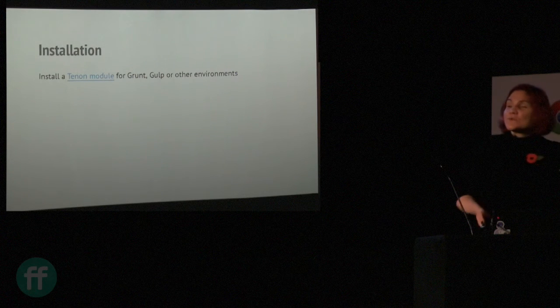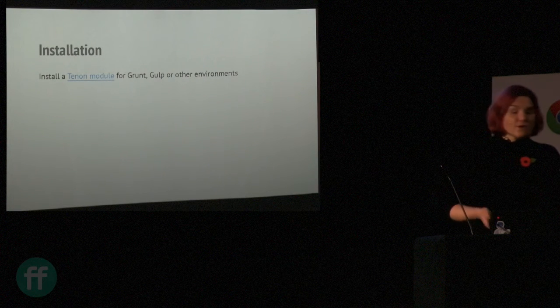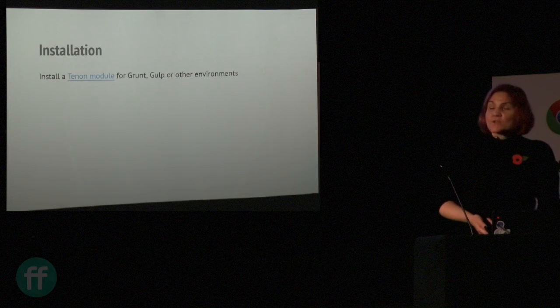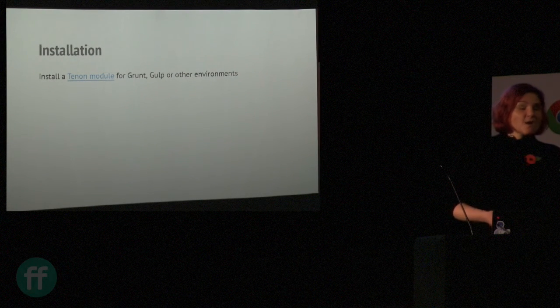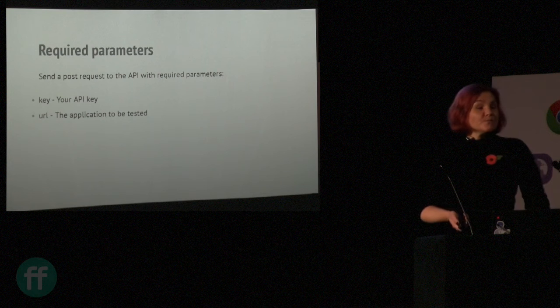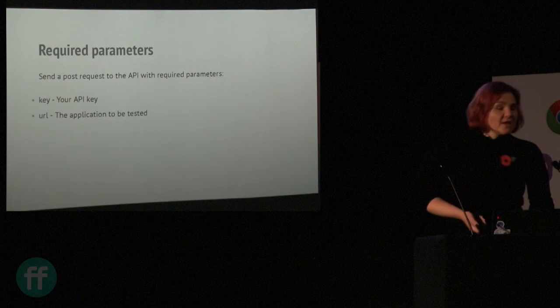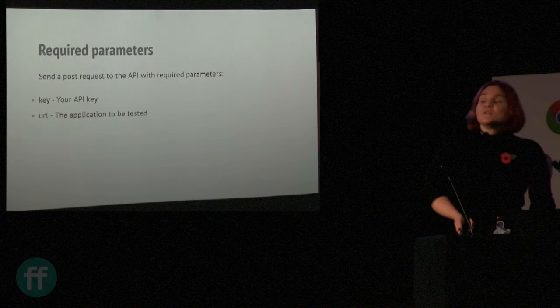There are all sorts of modules pre-made for Tenon already, so if you're using something like Gulp, you can pretty much plug and play. There's a whole bunch of other bits and pieces besides. But because it's an API, of course, you can weave it into your own build processes in whichever way you need to. It has a couple of basic required parameters. One is the thing you want to get evaluated, and the other is your key. Tenon is a paid-for product.